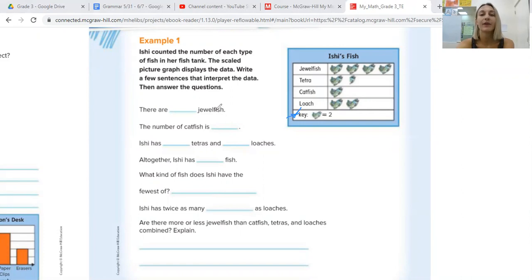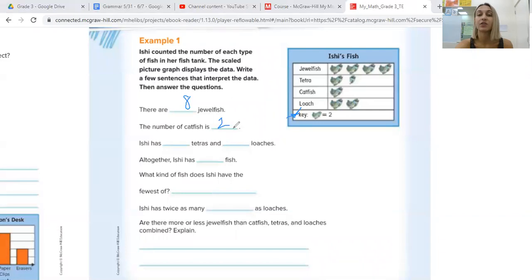So how many jewelfish are there? There are 2, 4, 6, 8 jewelfish. The number of catfish is 2. So right now it's giving you some different ways how you can interpret data. Remember, interpreting is just kind of describing what it's showing. So there's one example. There are 8 jewelfish. The number of catfish is 2.